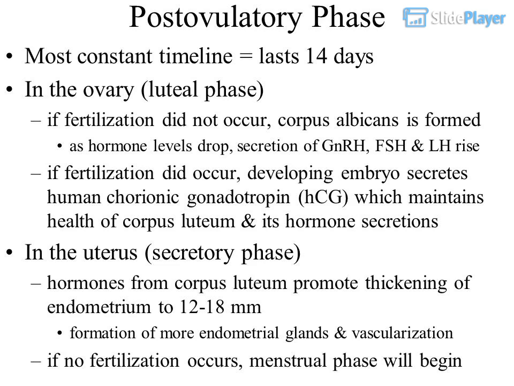secretions. In the uterus, secretory phase. Hormones from the corpus luteum promote thickening of the endometrium to 12 to 18 mm, formation of more endometrial glands and vascularization. If no fertilization occurs, the menstrual phase will begin.